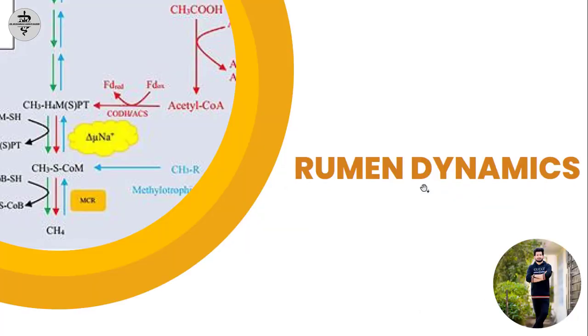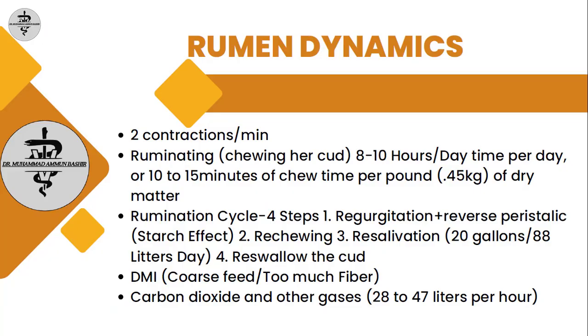Let's discuss rumen dynamics, how the rumen works. First of all, we will talk about the contractions of the rumen. The rumen will contract two times per minute, and a normal, common phenomenon that occurs inside the cow's body is rumination. Rumination, in simple words, is chewing the cud, and a cow ruminates approximately 8 to 10 hours in a day. Even a 500 gram feed, a cow will chew or ruminate for 10 to 15 minutes.